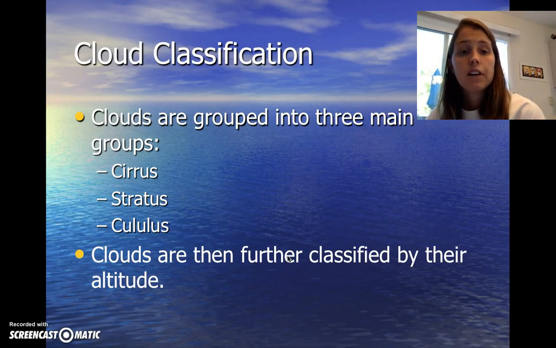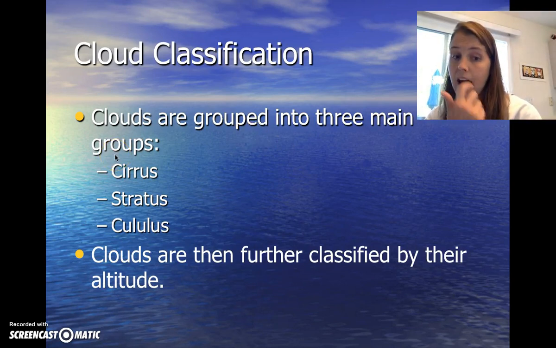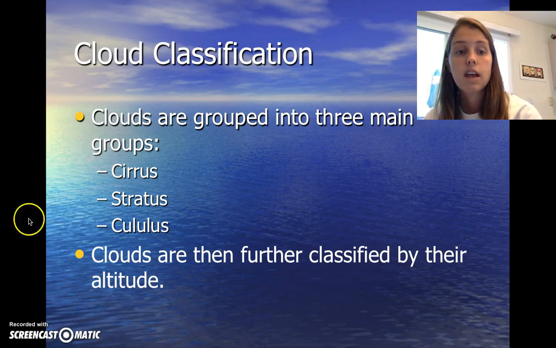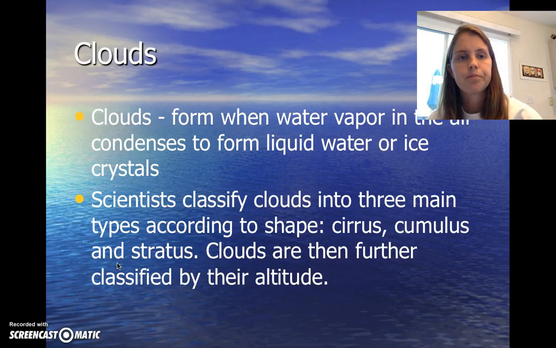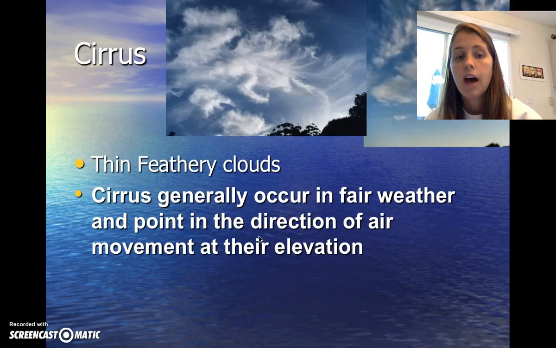Clouds. Okay, cloud classification. Clouds are grouped into three main groups. We know that clouds are made out of water vapor, I hope, that's condensed, or water droplets. Clouds can be cirrus, stratus, or cumulus. And the clouds are further classified by their altitude or location. Clouds form when water vapor in the air condenses to form liquid water or ice crystals. And scientists classify clouds into three main types, which I just told you, by their altitude.